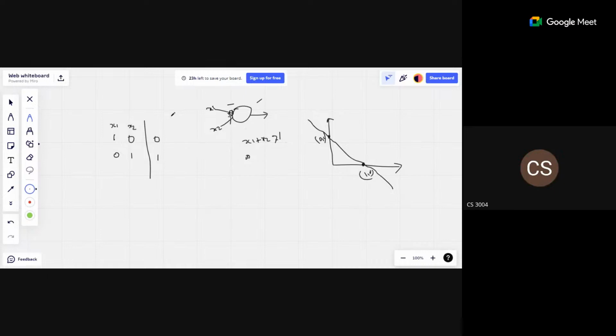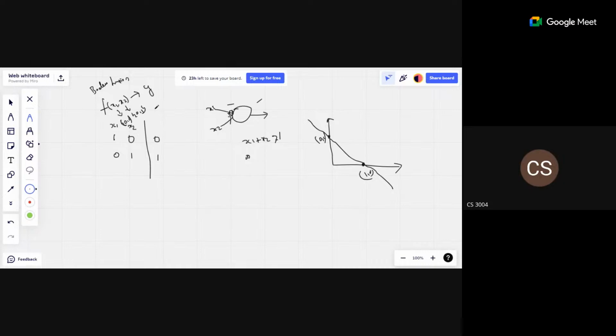Okay, so when we talk about a function, when I say x1, x2 maps to y, we are talking in general. We call it a Boolean function, and we consider its entire domain. x1 is from 0 to 1, and x2 is also from 0 to 1.